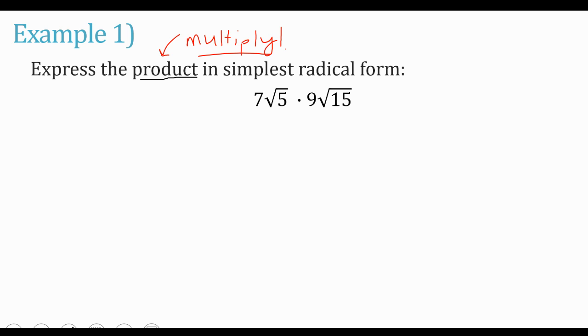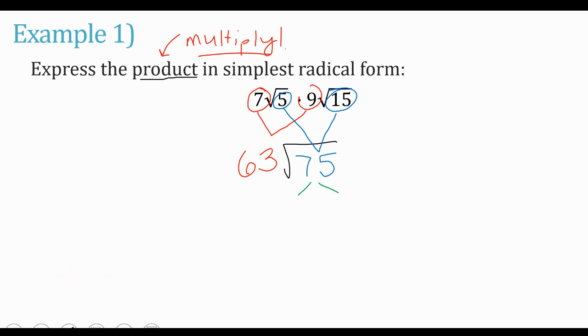Okay. So we're going to do the same thing. Multiply your coefficients. 9 times 7 gives us 63. Keep your radical, but remember it's going to condense to one radical. And multiply your radicands, the numbers inside. 5 times 15 gives us 75. Okay, so far all we did was multiply coefficients and radicands. Now we're going to simplify our radical. So the largest perfect square that can go into 75, hopefully that's one that you can recognize right away. That would be 25. And 25 times 3 gives us 75. So that would be 25 and 3.